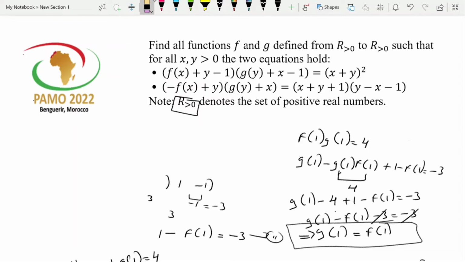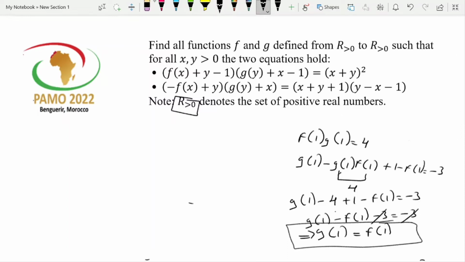Okay, so now we know that f of 1 equals g of 1 equals 2. So we have this. Okay, the next thing will be to set it inside this first equation. Let's call this 1.